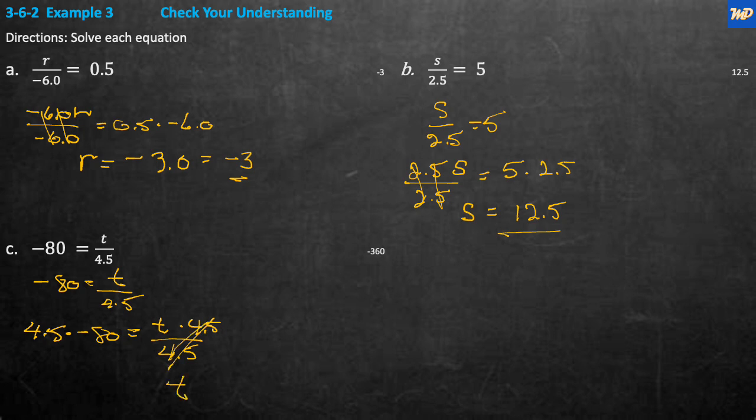T is equal to 4.5 times 80. That's a negative number. There's a negative sign. And 4.5 times 80 is 360. So there's our answer. Negative 360 is equal to, I got to get an equal in there. Let's get it right there. Equal to T. Okay?